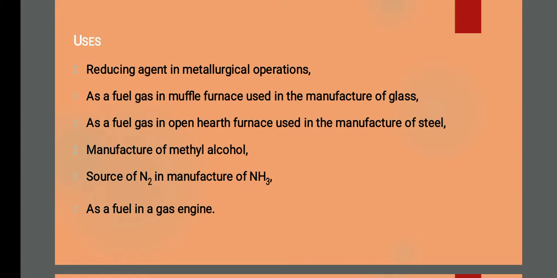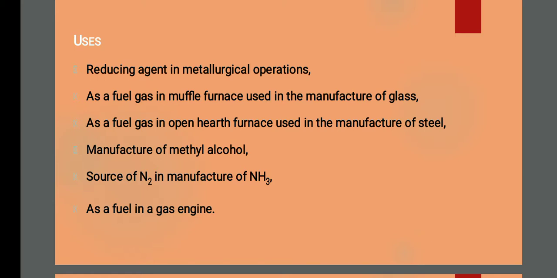I'll repeat the uses once again. So it is used as a reducing agent in metallurgical operation, as a fuel in muffle furnace in the manufacture of glass, and as a fuel gas in open hearth furnace in the manufacture of steel. Then it's also used for the manufacture of methyl alcohol. It's also used in the manufacture of ammonia, where nitrogen is needed, and that nitrogen is given by this producer gas. Finally, it is also used as fuel in gas engines.